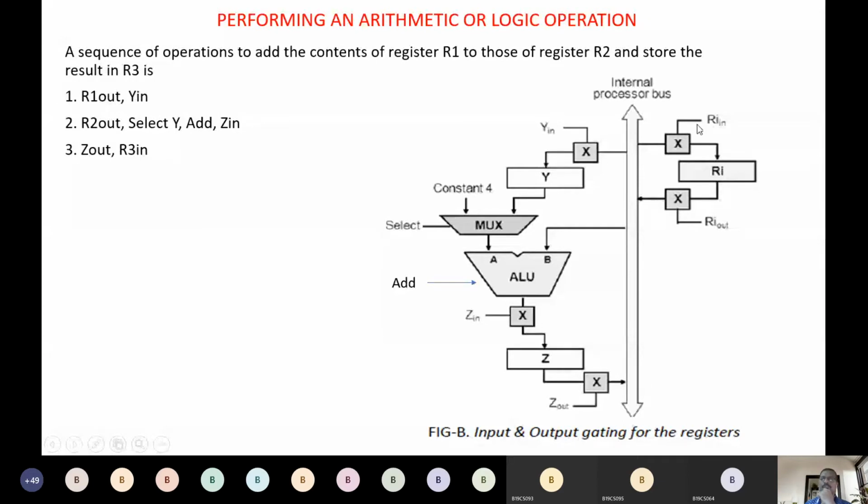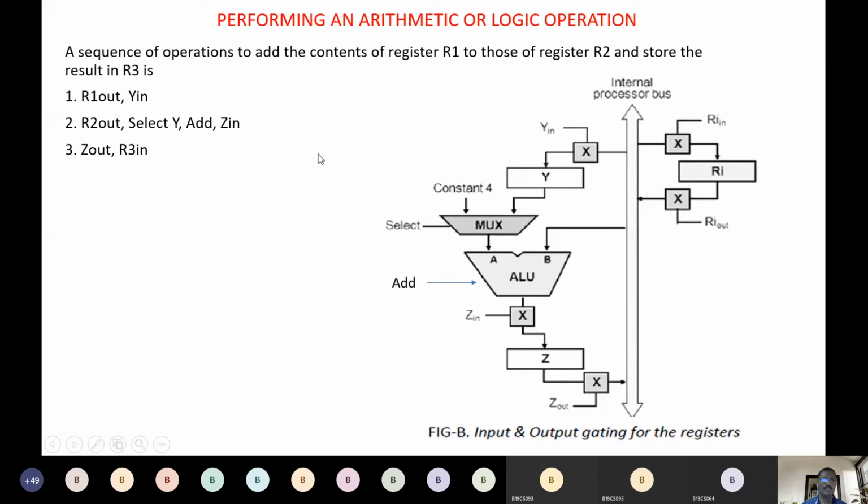Then what happens? For example, this is register R1. Its signal is made out. R1 out is set to 1. What is R1 out? This one is R1 out. If it is set to 1, what happens? Data from R1 can flow and the data is placed on the internal processor bus so that this can access. The data can flow to the left side.